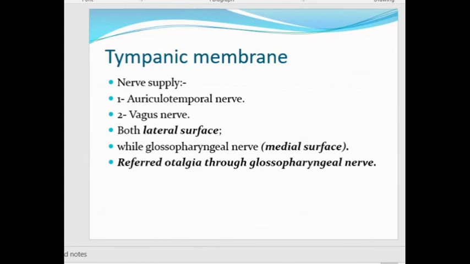That's why the referred otalgia from most of the regions supplied by the glossopharyngeal nerve is transmitted by this nerve into the ear, and the patient may experience some otalgia due to some inflammatory conditions, say in the tonsil, in the teeth, in the temporomandibular joint, and so on. The patient is complaining of pain in the ear, but the examination is normal. The cause is not in the ear. This is called referred otalgia.